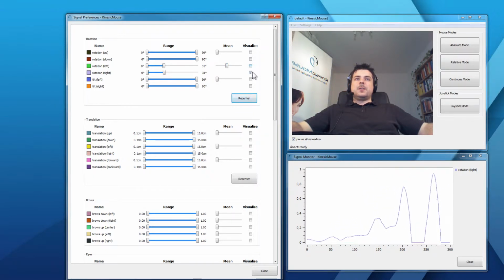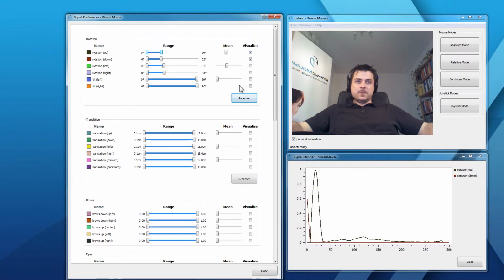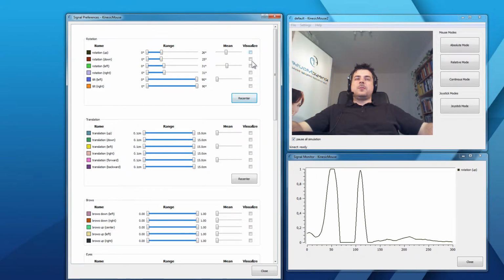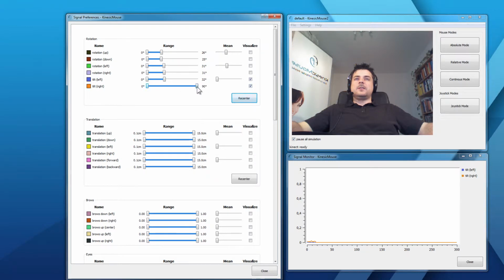We can do the same for the rotation up and down. Let's introduce some mean already and decrease the upper bound to about 25 degrees. And as you can see, I'm now perfectly able to reach the top. The same thing also for the tilt. I will decrease this level and let's check it. And you can see I'm perfectly able to reach the top.